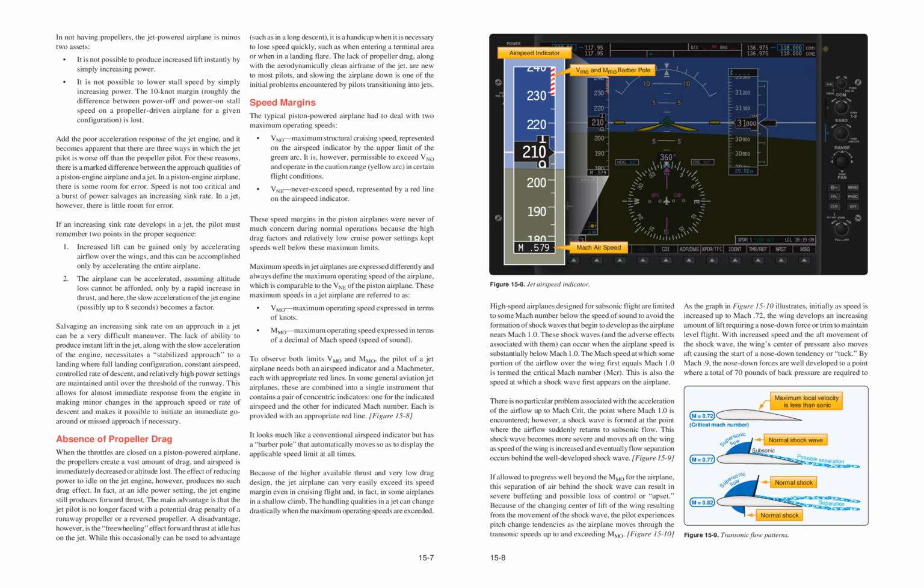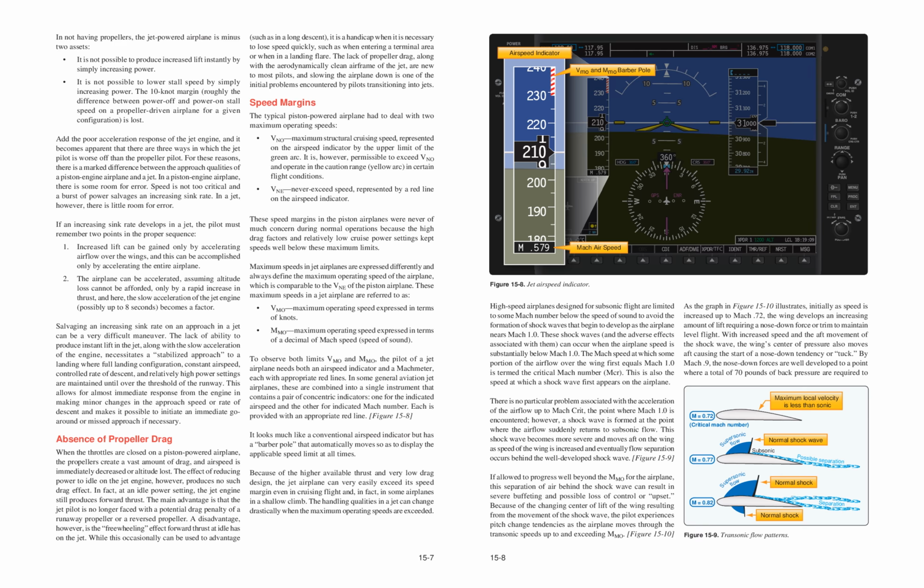Speed margins. The typical piston-powered airplane had to deal with 2 maximum operating speeds. VNO, maximum structural cruising speed, represented on the airspeed indicator by the upper limit of the green arc. It is, however, permissible to exceed VNO and operate in the caution range, yellow arc, in certain flight conditions. VNE, never exceed speed, represented by a red line on the airspeed indicator. These speed margins in the piston airplanes were never of much concern during normal operations because the high drag factors and relatively low cruise power settings kept speeds well below these maximum limits.